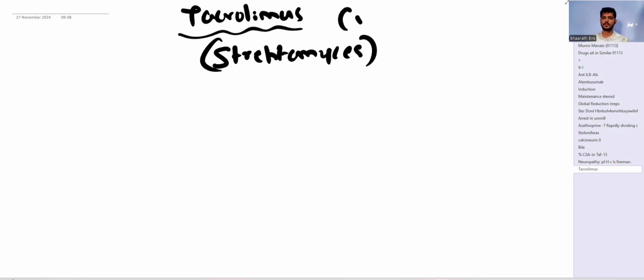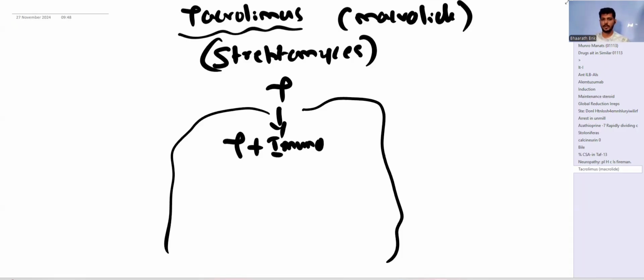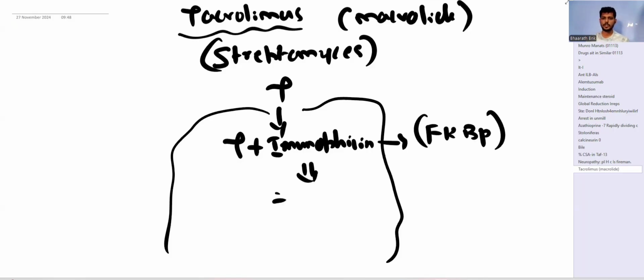This tacrolimus is actually a macrolide. When tacrolimus is given, it enters the cell, and in the cell, instead of binding to cyclophilin, it binds to immunophilin. Most of the time, this immunophilin is an FK binding protein, which eventually inhibits NFAT, and it inhibits interleukin 2.